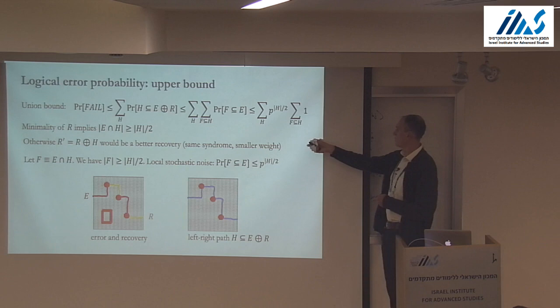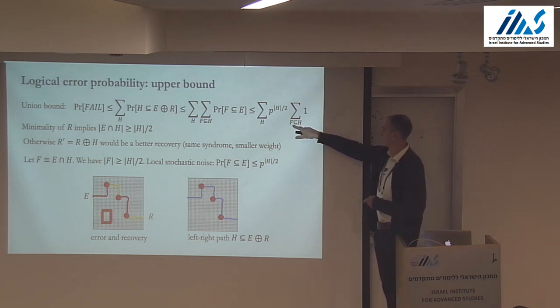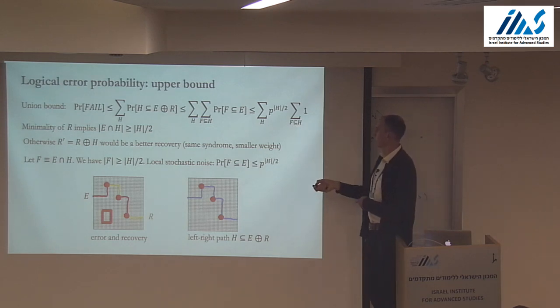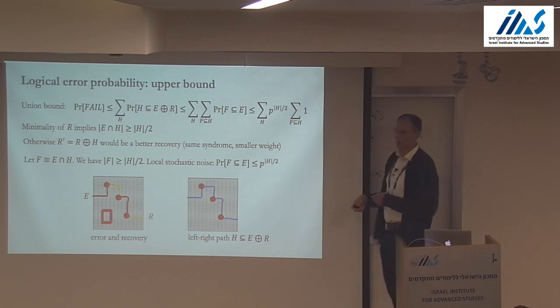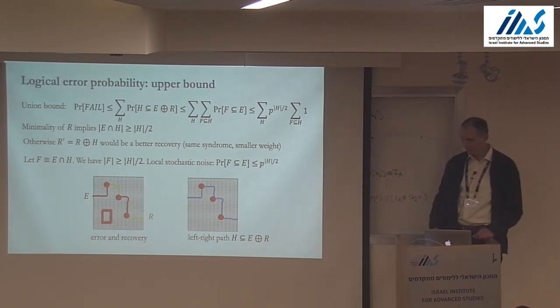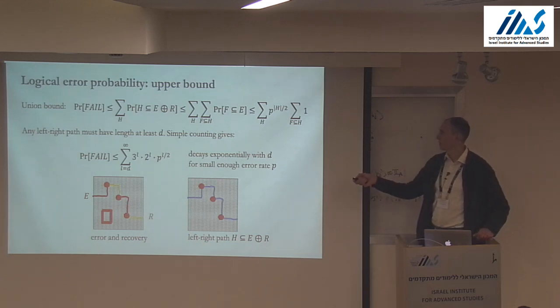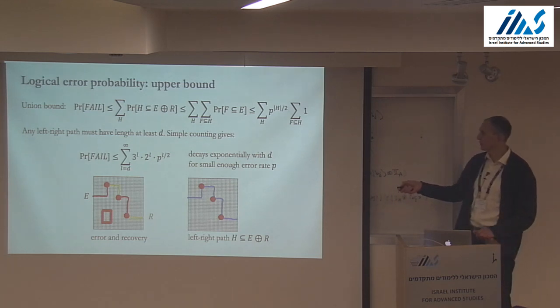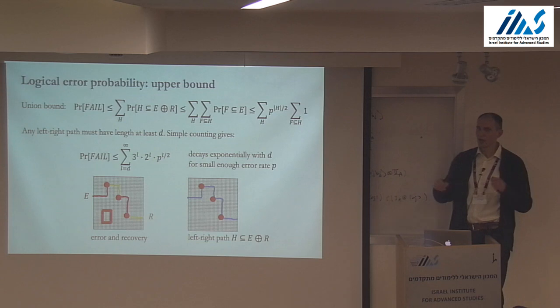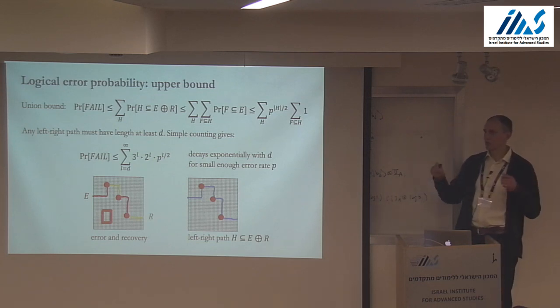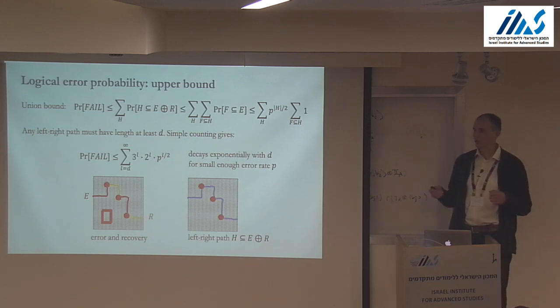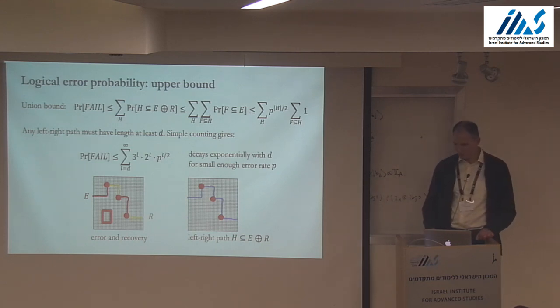And for each path h, we sum over all subsets of edges f that contain at least half of the edges of the path. And then with some simple combinatorics, we get this geometric series. And if the error rate p is sufficiently small, this sum decays exponentially with the codistance. So we get this bound that I showed you before.